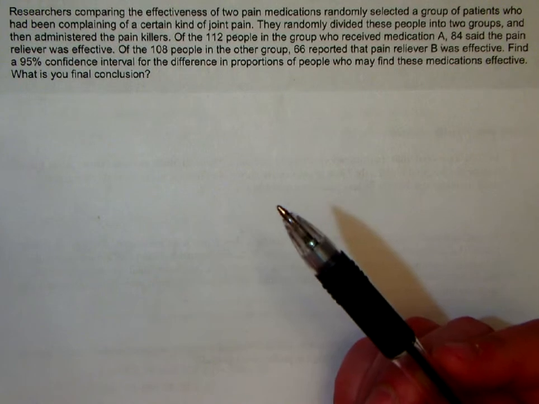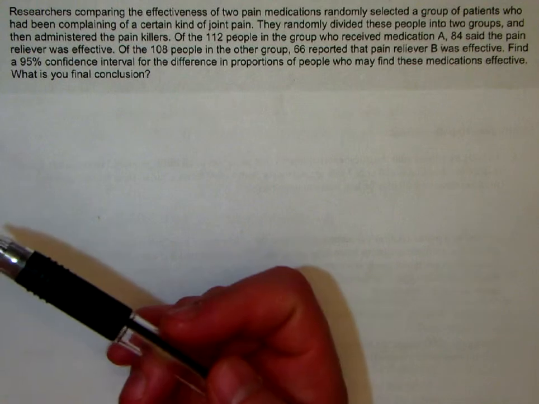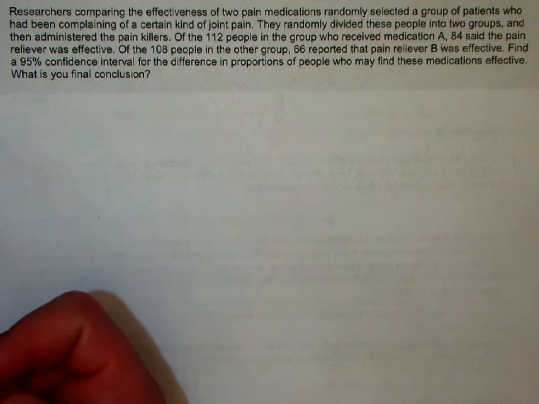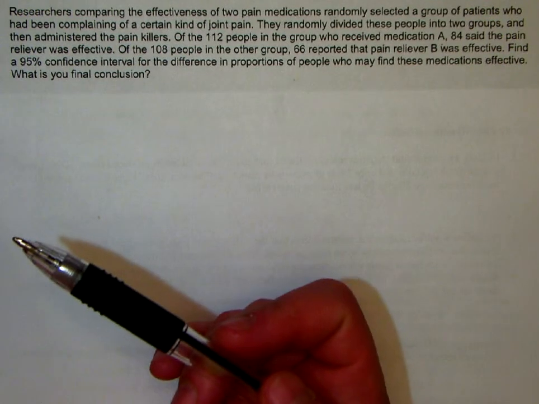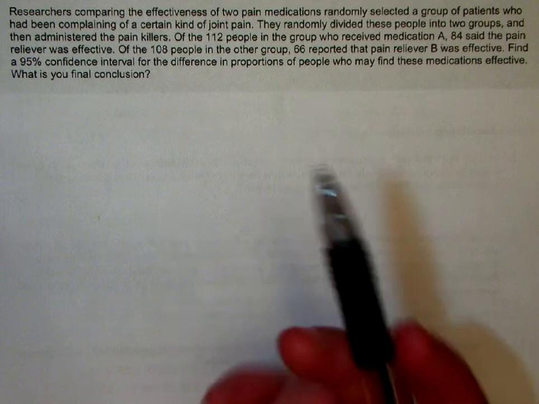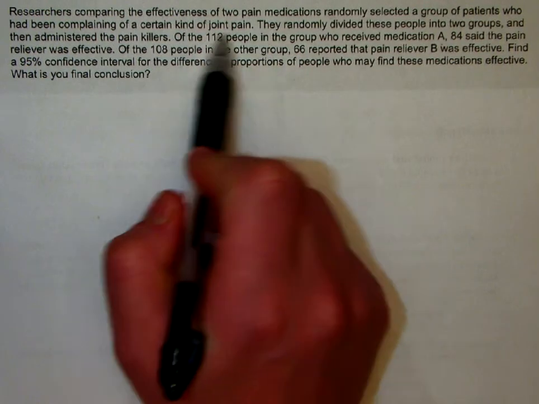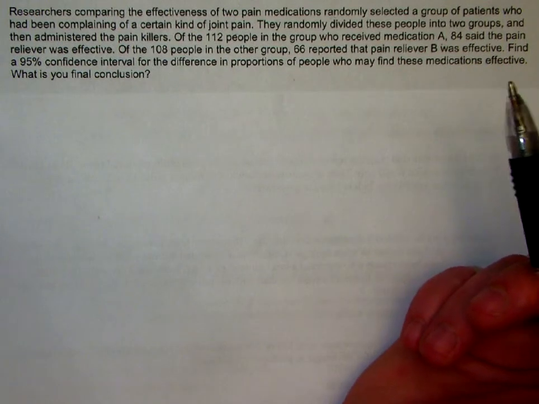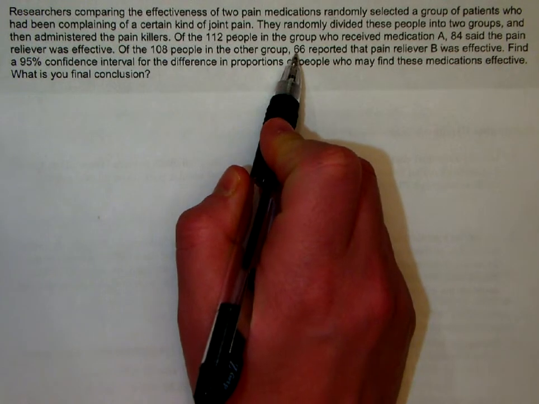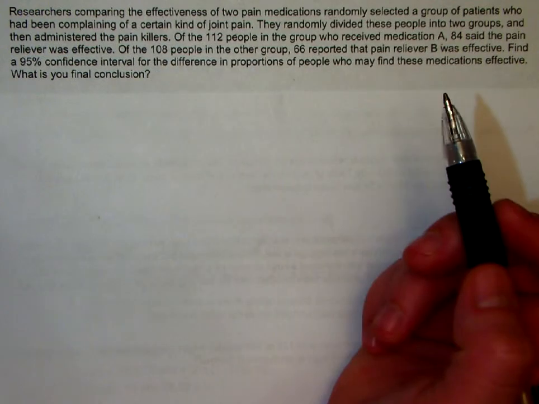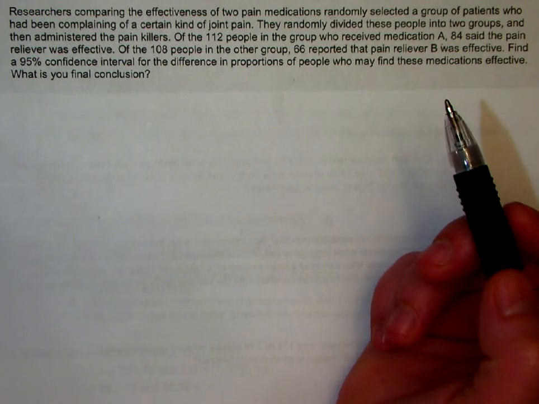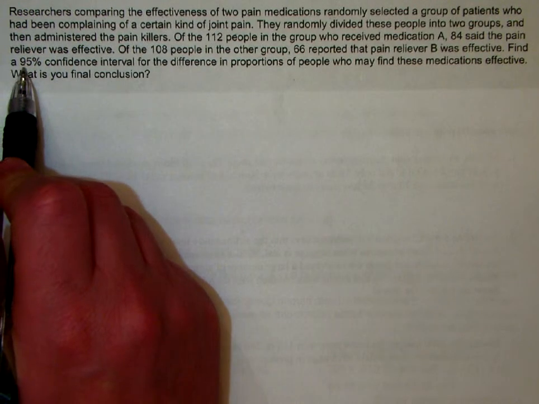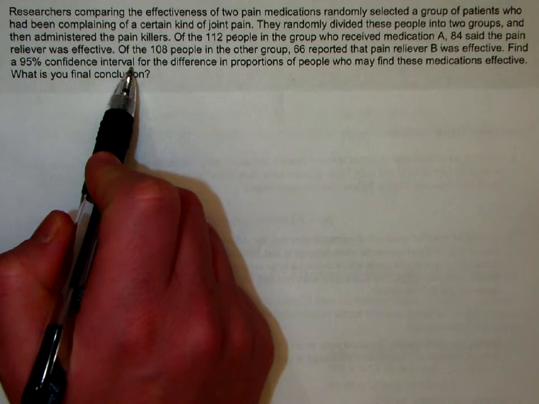With every problem you've got to ask yourself now, is it a mean? Is it a proportion? Is it one sample? Is it two sample? Is it a confidence interval, or is it a significance test? So there's quite a few things that you've got to work through. I can see that this is two sample because you can see the two samples right here. Hopefully it's obvious to you that it's a proportion because it's the number of successes out of the total. There's nothing here that says anything about averages or means. So this is definitely a proportion, and it's a confidence interval. It even says, please create a confidence interval.